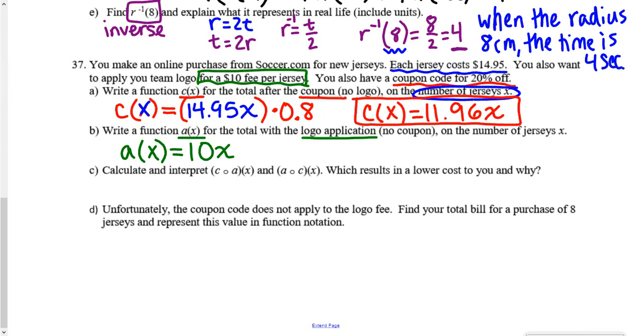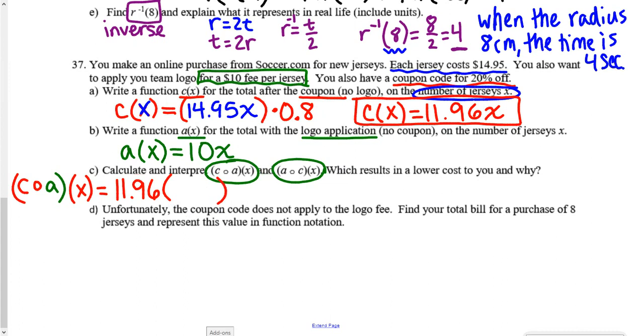All right, now it says to calculate and interpret c of a of x and a of c of x and determine which one results in a lower cost to you and why. So let's do that. Let's start out with c of a of x. Oops, get my red pen here. So c of a of x means I'm going to take my c of x function, which was $11.96 per x, but instead of plugging in x, I'm going to plug in a, which was 10x.